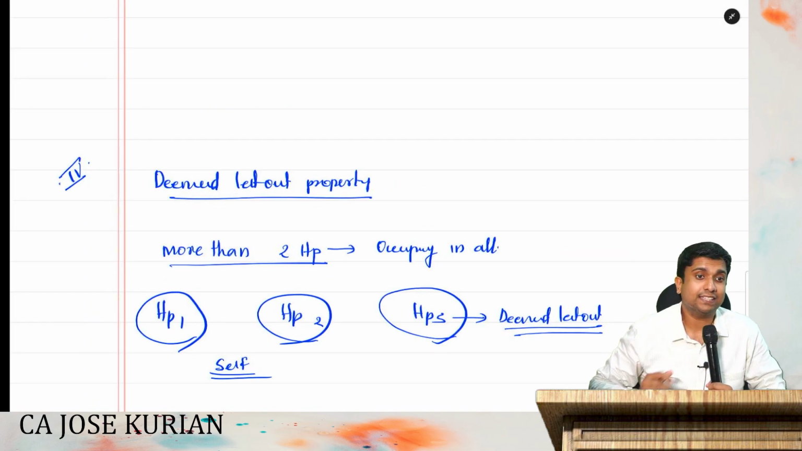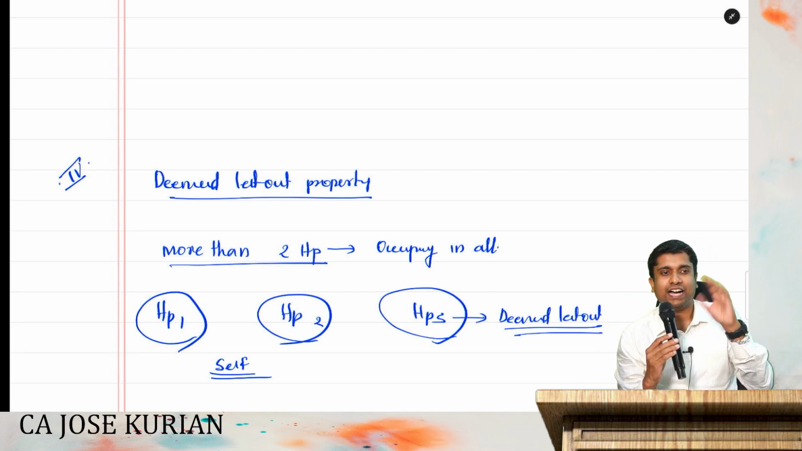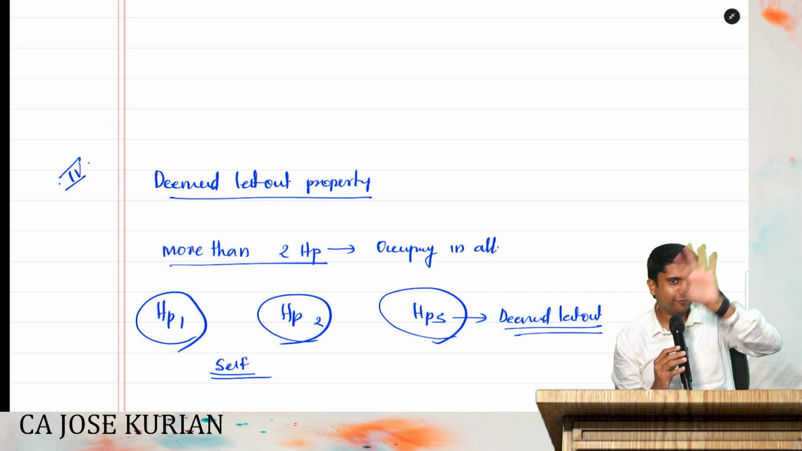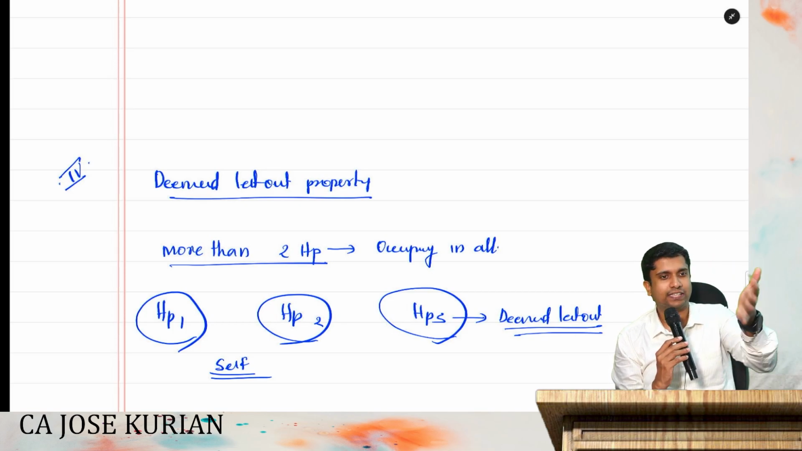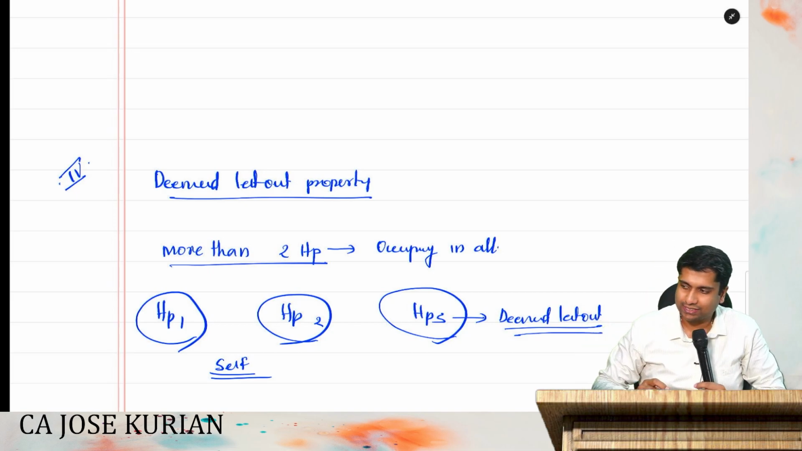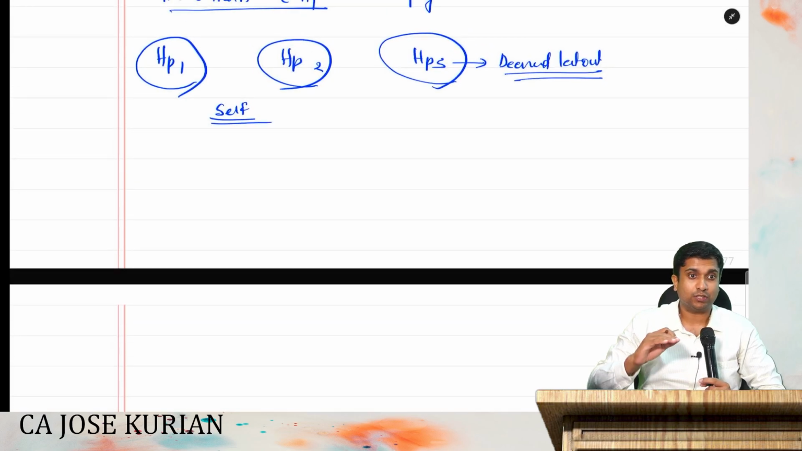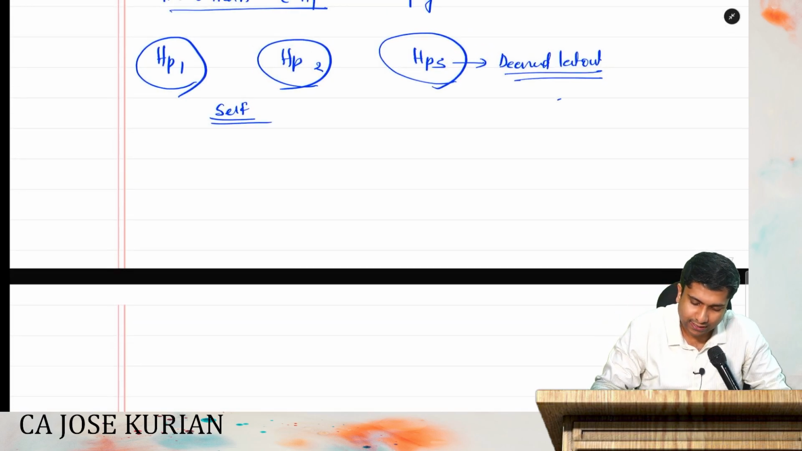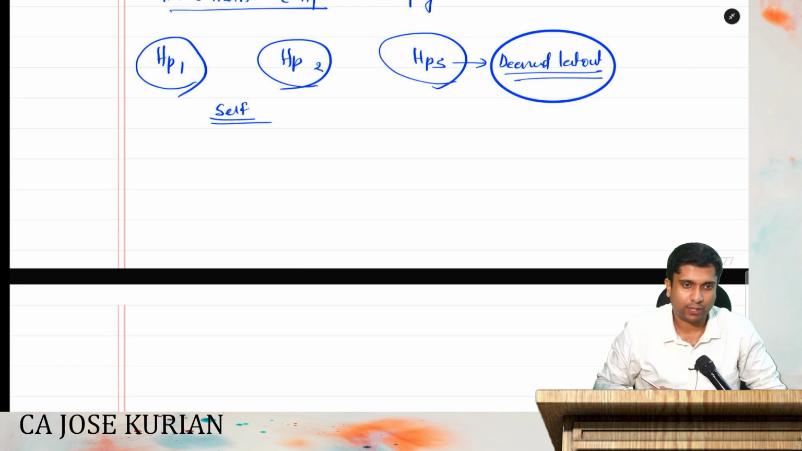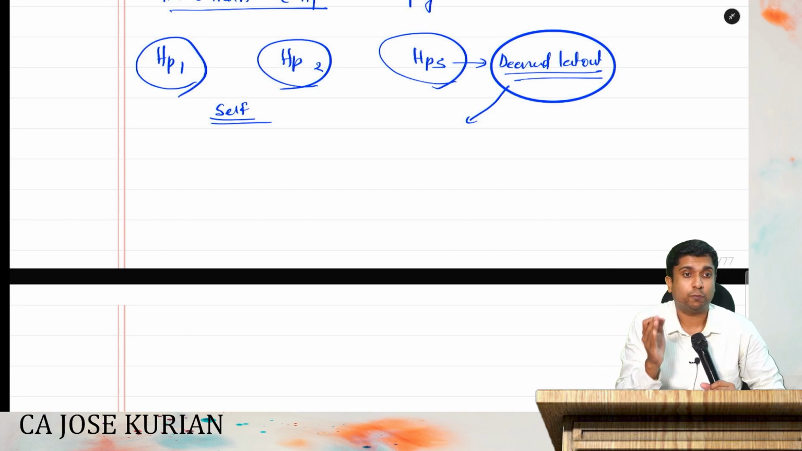So we were discussing the concept of deemed let out property. So tell me, what is deemed let out property? I have more than 2 houses. Out of the houses I have, any 2 self-occupied. Remaining shall be deemed let out. Now the question is, how do you compute gross annual value for the deemed let out property? That's what we are about to discuss. So let's understand how to compute gross annual value. Very simple. You take the expected rent as the GAV. That's it.